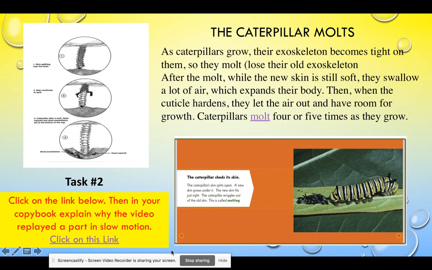The caterpillar molts. Okay, as caterpillars grow, their exoskeleton becomes tight on them, so they molt. They lose their old exoskeleton. After the molt, while the new skeleton is still soft, they swallow a lot of air, which expands their body. Then, when the cuticle hardens, they let the air out and have room for growth. Caterpillars molt 4 or 5 times as they grow.